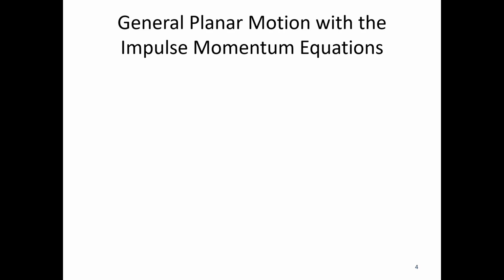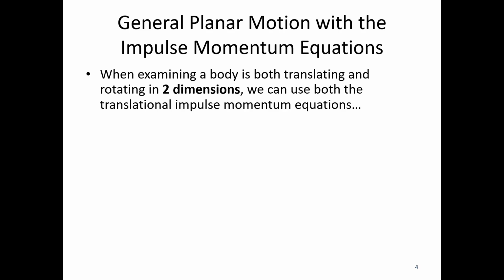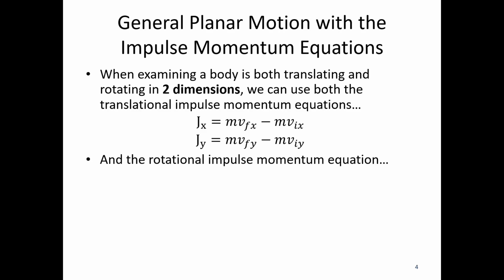Now moving into general planar motion with the impulse momentum equation. So this is where we both are translating and rotating in two dimensions. We can use both the translational impulse momentum equations and the rotational. So for this, we're going to break it up into x and y components because we've potentially got x and y motion in our 2D system. And the rotational impulse is just one equation. This is because we are going to be rotating about the z-axis, and we are going to have just that single direction. So if we jump into 3 dimensions, we would have x, y, and z for our linear impulse, and we'd have x, y, and z for our rotational impulse.